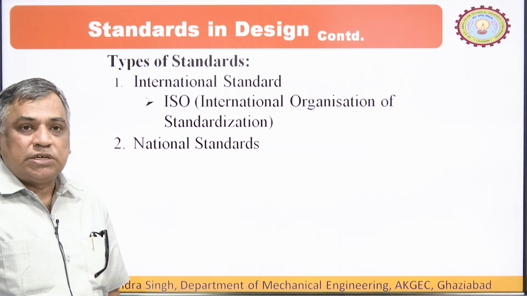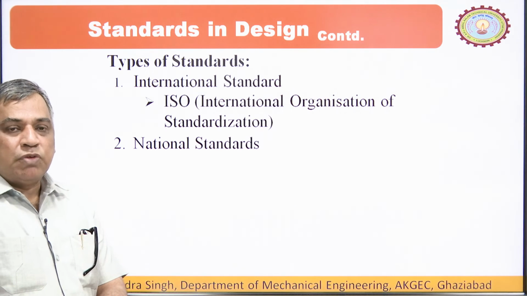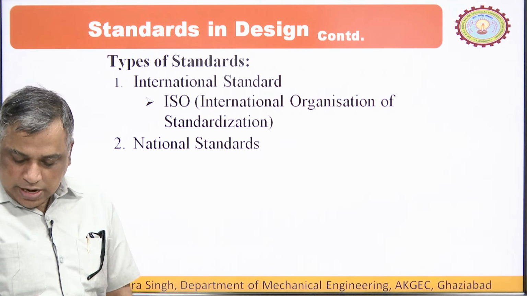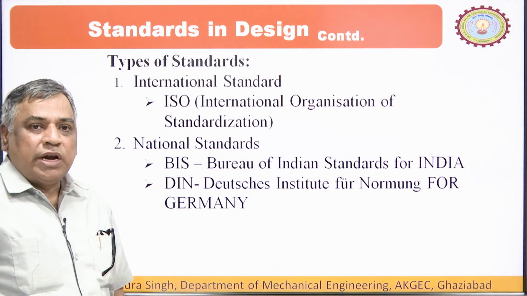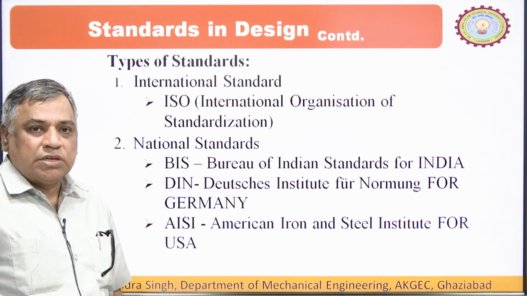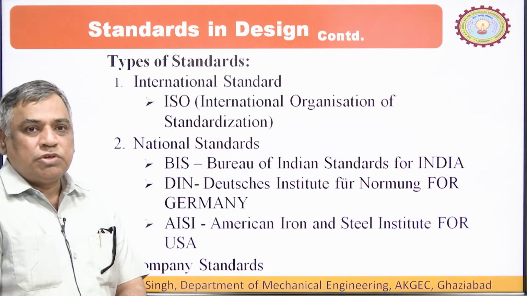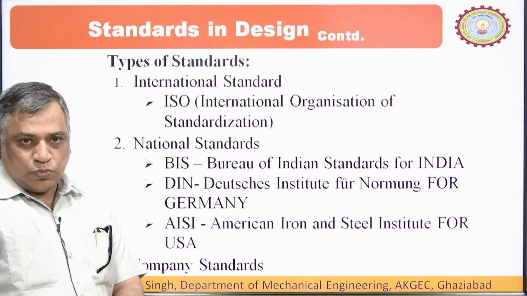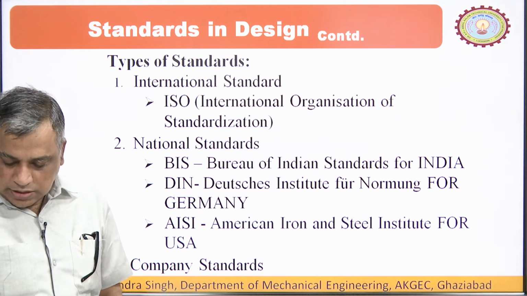Next is the national standard. These are the national standards which are only applicable for a particular nation. For example, BIS is the Bureau of Indian Standards for India, then DIN for Germany, and AISI, the American Iron and Steel Institute for USA. These are the national standards, and then the company standards. Some companies form their norms for their products which are applicable in a particular company and its sister concerns or sister companies.